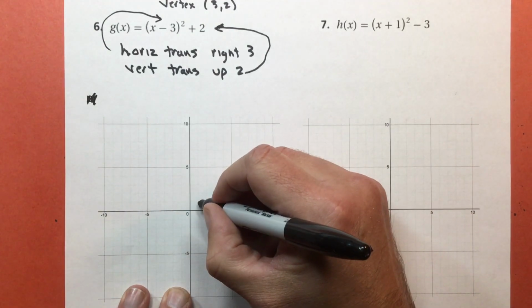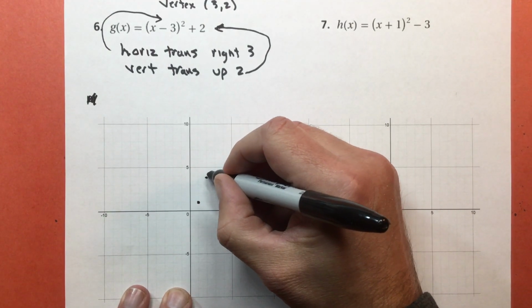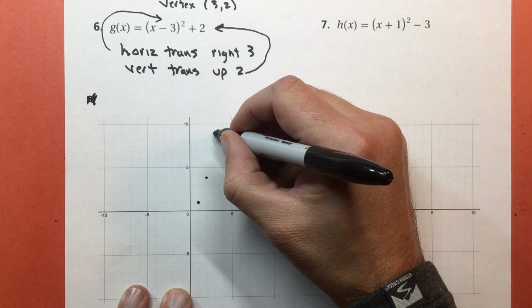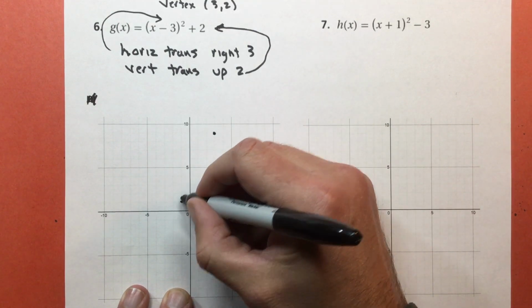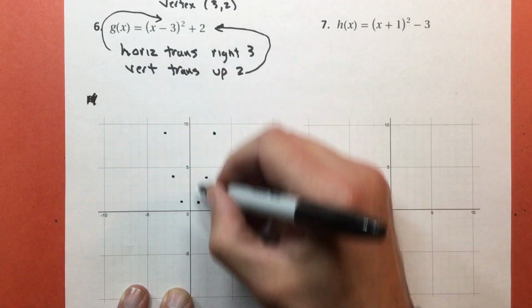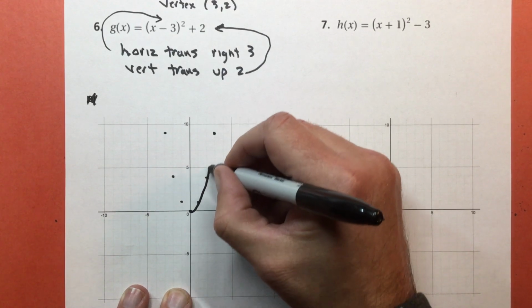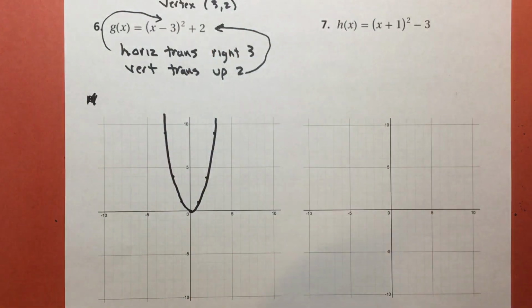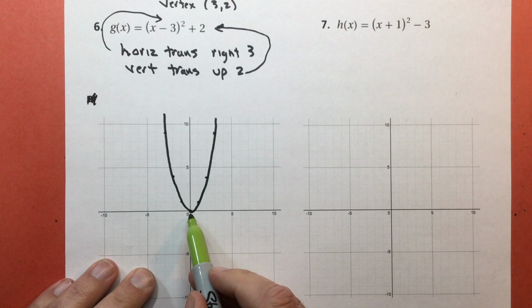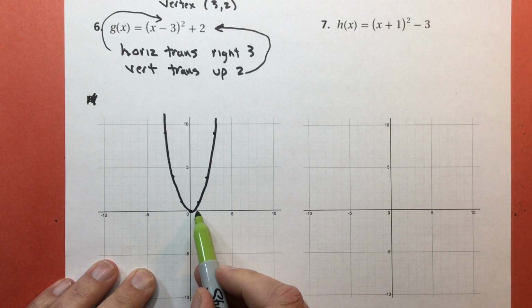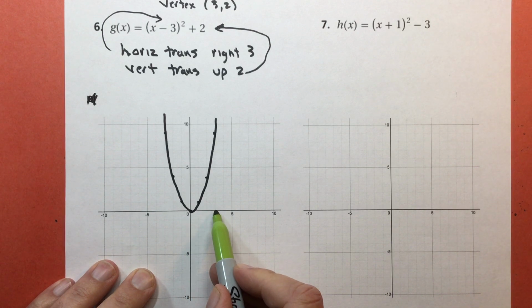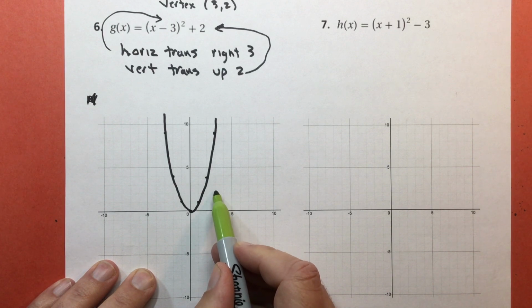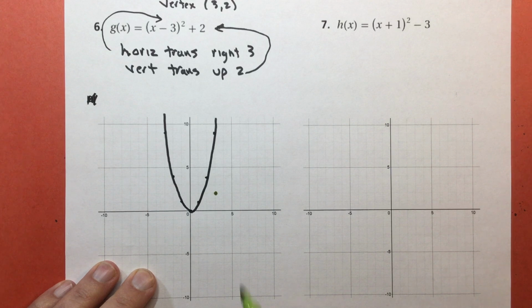So one more time, here's my parent function. And 3, 9. How do I draw my new function? So I'm going to take my vertex here, 0, 0. I'm going to go right 3, 1, 2, 3, and I'm going to change direction. I'm going to go up 2, 1, 2. The new vertex ends up right there.